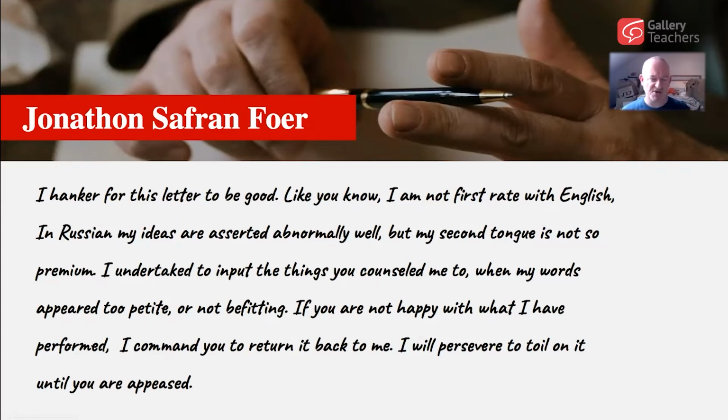So, as I said, when I first read it, it felt weird to me. And I felt, well, that's not how you use hanker. That's not how you use first rate. That's not how you use asserted. That's not how you use tongue or premium or counselled or petite or befitting. They're using all these words slightly wrongly.